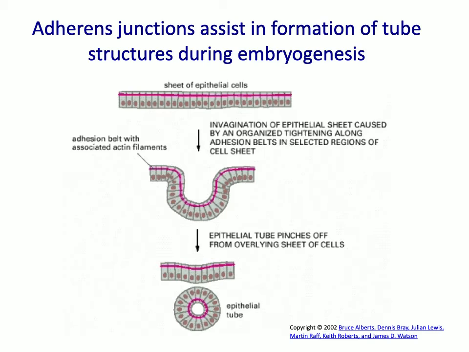An example of this is the formation of tube structures during embryogenesis. Initially, you have a sheet of epithelial cells knit together by adherens junctions. Within this sheet, some of the adherens junctions begin to tighten, whereas others loosen. This is similar to pulling a thread in a piece of material. The U shape begins to form, and eventually a fully formed epithelial tube pinches off from the overlying sheet of cells.